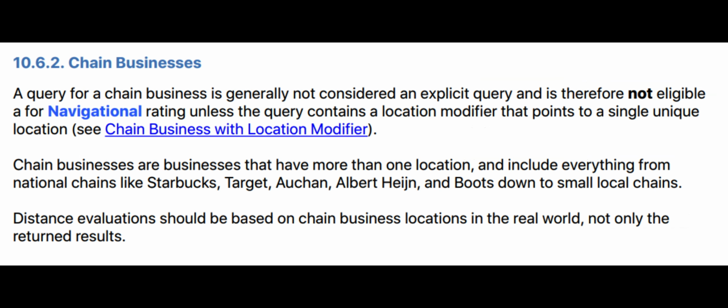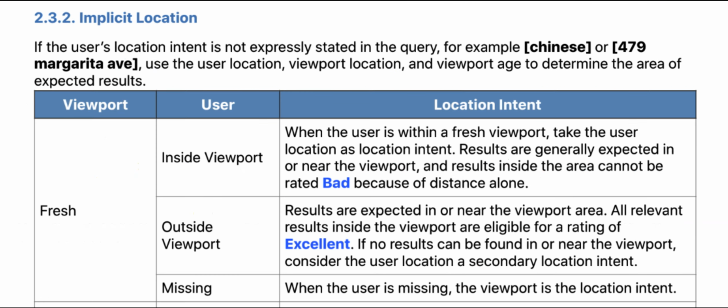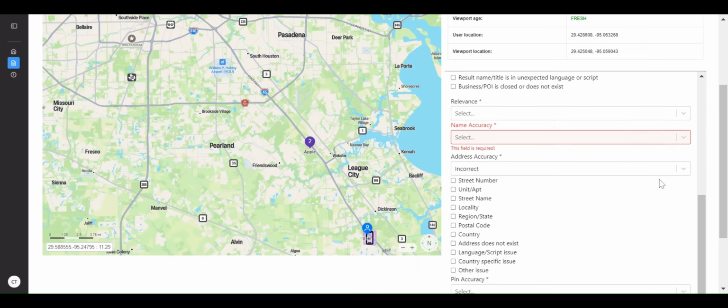Looking at this section of the guidelines, 10.6.2 chain businesses, we know we cannot rate this result as navigational. We also know that the user has not explicitly stated a location. This means we should look at section 2.3.2, implicit location. We know the viewport is fresh, and all relevant results inside a viewport should be marked as excellent.